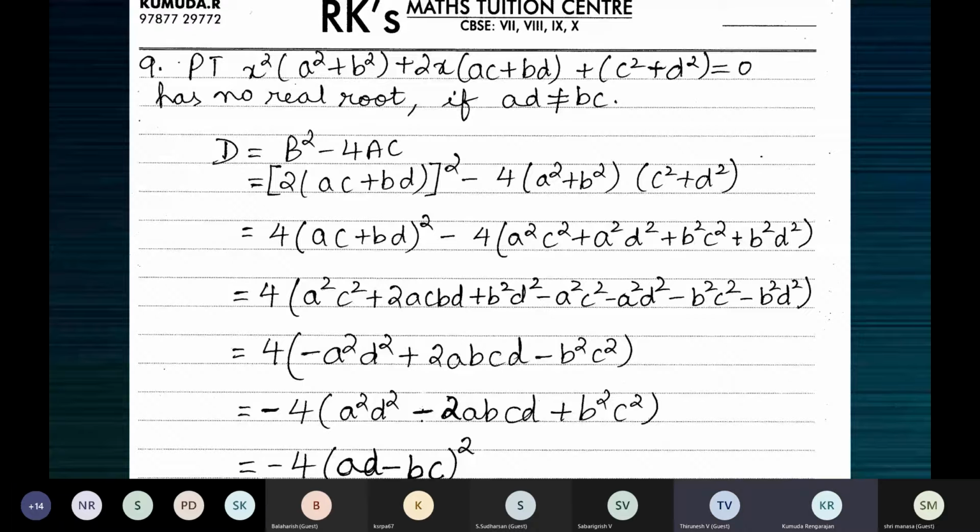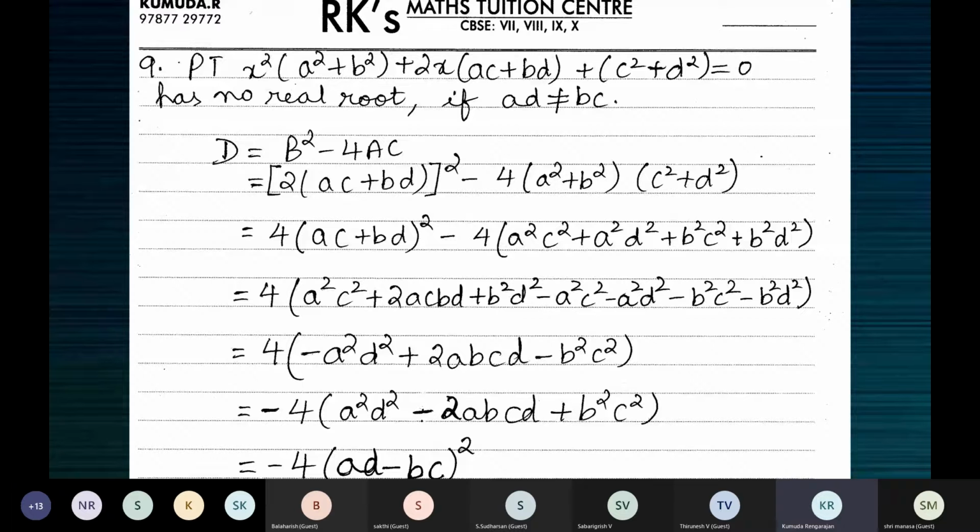No, ma'am. Why can AD minus BC not be 0? Ma'am, they have not given that it has no real root, so it will be imaginary root, so it will be less than. No, Shakti, you're confused. It's not given that it has no real roots. We have to prove that it has no real roots. It's not given that it has no real roots. We'll have to prove it.